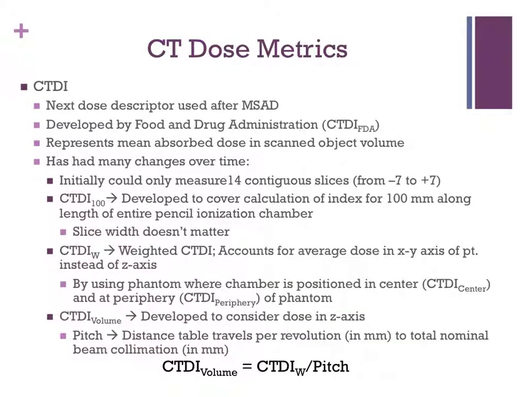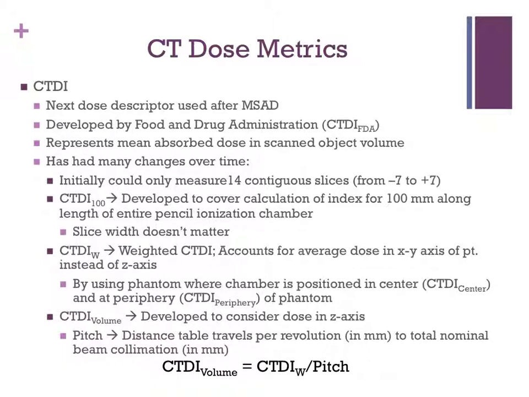CTDI was the next dose descriptor after the MSAD to be used. It was developed by the FDA, and it actually represents the mean absorbed dose in a scanned object volume. And it's actually evolved through many changes over time. Initially, it could only measure 14 contiguous slices, and then the CTDI 100 was introduced, and this was developed to cover the calculation of an index for 100 millimeters along the length of the entire pencil ionization chamber. And this is regardless of the slice width being used.